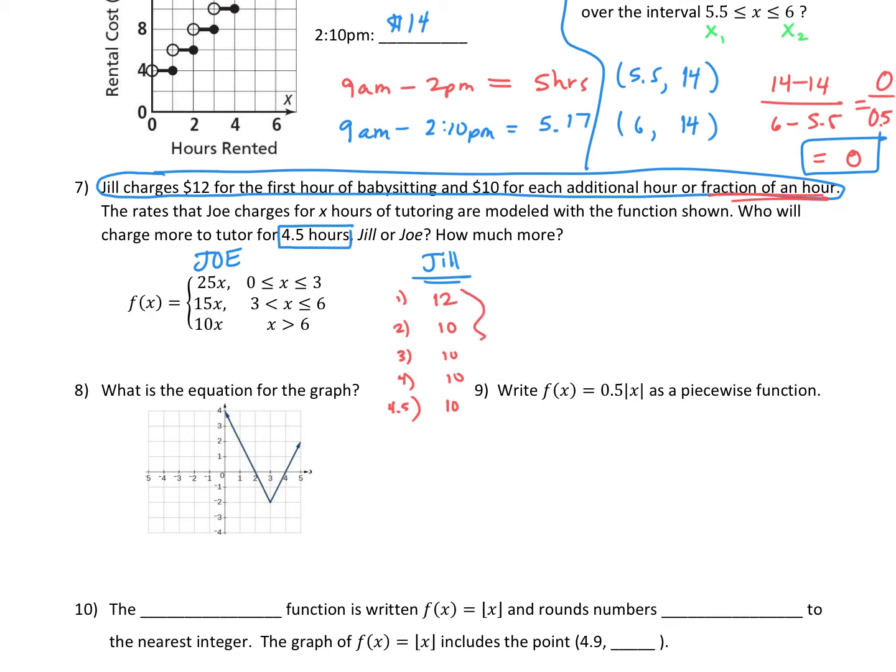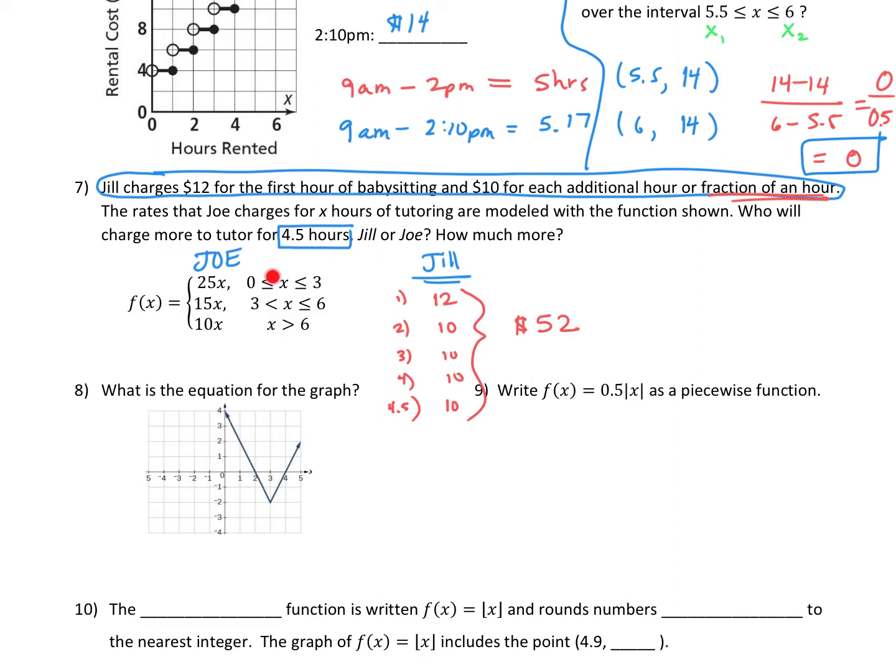So we can total up what Jill would charge. We've got 10, 20, 30, 40, plus 12 is $52. So Jill charges $52 of babysitting for 4.5 hours. All right, so what is Joe going to charge?